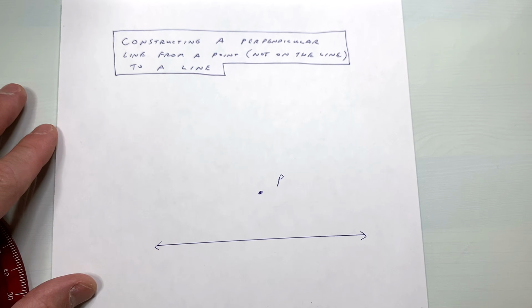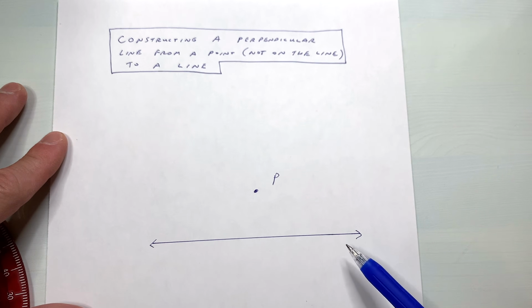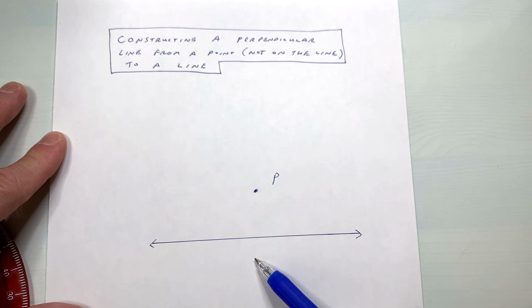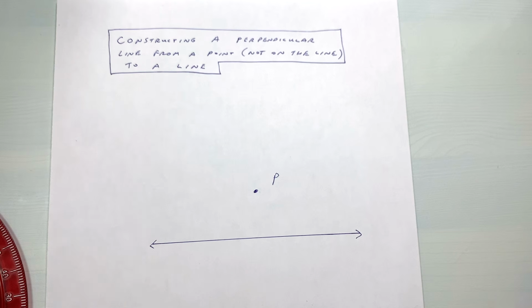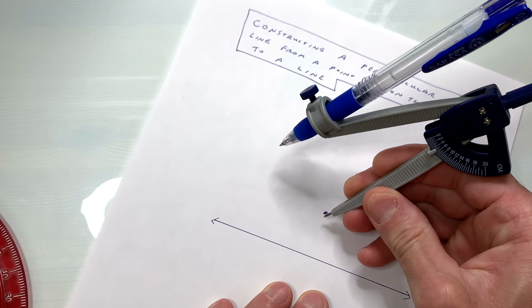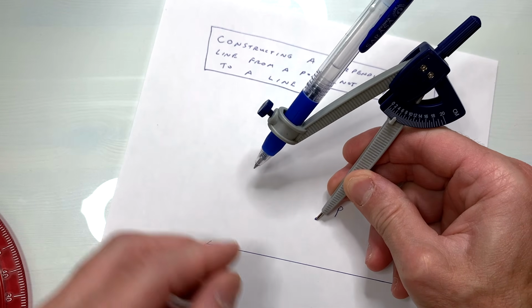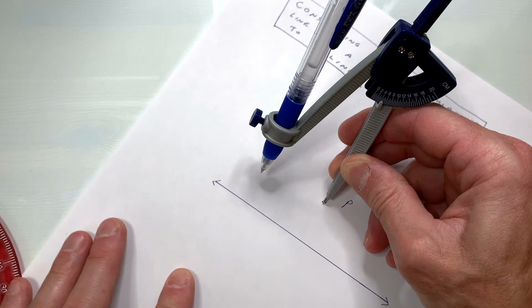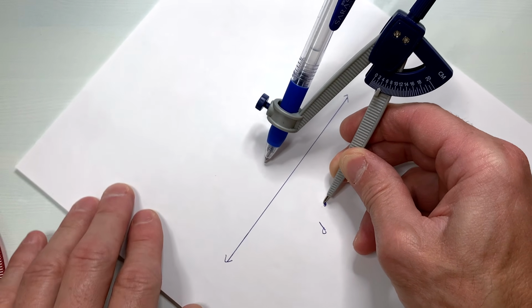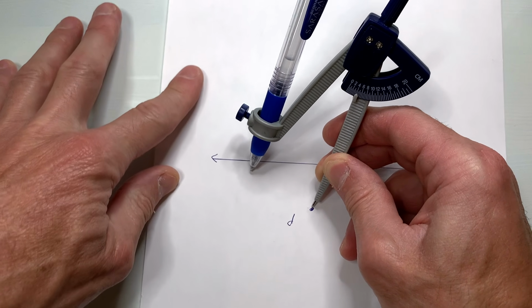In this next construction, we're going to construct a perpendicular from a point to a line. So remember, the shortest distance from a point to a line is going to be at a right angle, or perpendicular. To do this construction, take your compass and put the point right here at the point, and then open your compass to a certain length so that it crosses the line at 2 different points.